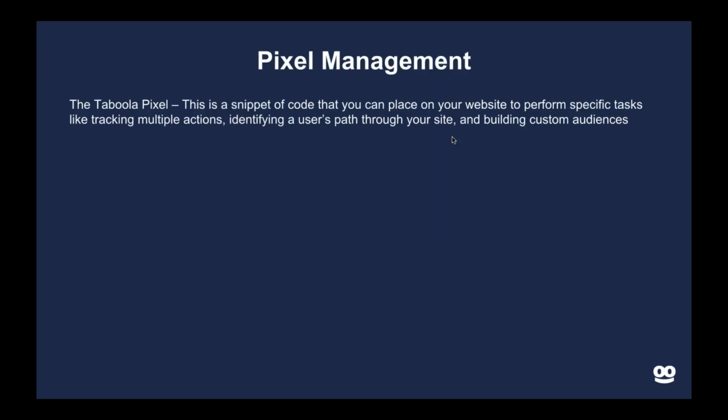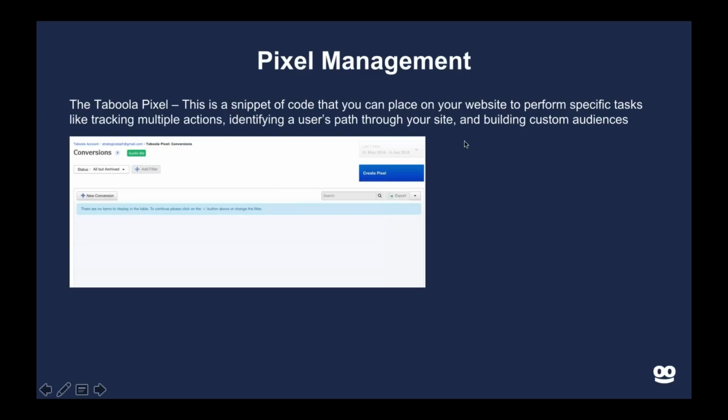When we look at the Pixel Management page, you can click on either conversions or on audiences underneath. And ultimately what you're going to see here is the Taboola Pixel. In the top right corner, there's a dark blue button that says Create Pixel. Now what this is, is a snippet of code that you can place on your website to perform specific tasks, like tracking multiple actions, identifying a user's path through your website, and building custom audiences.